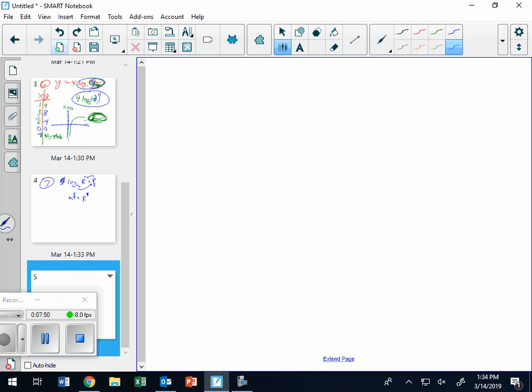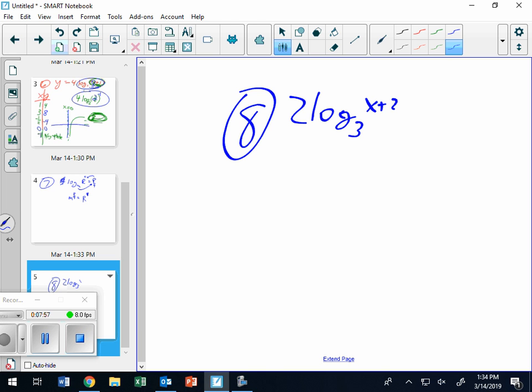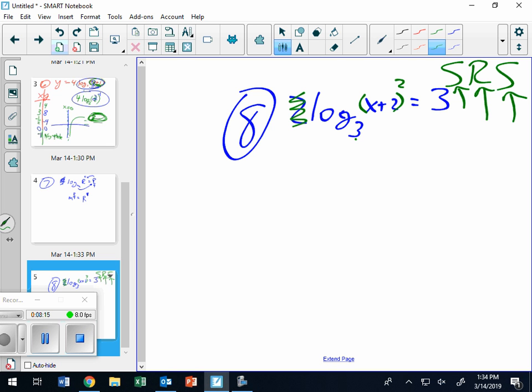Okay, moving on to number 8. 2 log base 3 of (x plus 2) is equal to 3. I recommend you use the SRS technique, which is simplify it, rewrite it, and then solve it. Simplifying, I'd like to put the 2 up there as a little power on that, or I could have divided both sides by 2. Either way works. Then I'm going to take 3 to the 3rd is equal to all that, (x plus 2) to the 2nd.